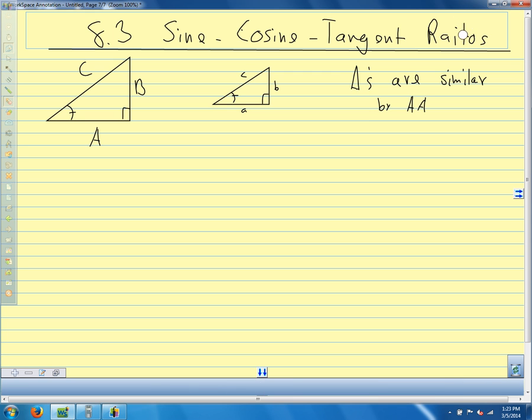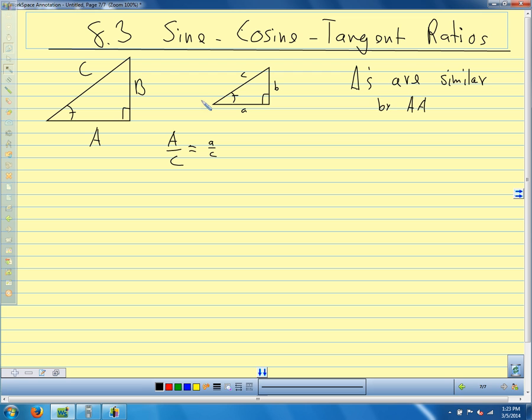And I misspelled ratios here. R-A-T-I-O-S. So we can write a ratio with their sides. I'm just going to pick a side, for example, A over C on the big triangle equals A over C on the small triangle. It doesn't matter what this angle is, as long as these two are the same. Those ratios are always going to be the same, no matter how big, no matter how small the triangle is. If we know this angle in the right triangle, those ratios are always going to be the same.